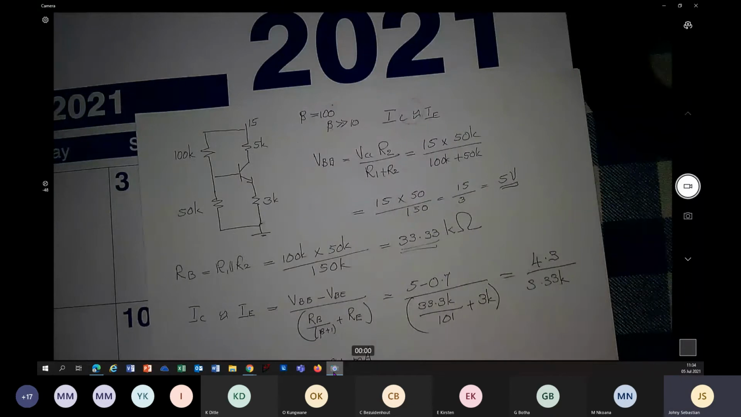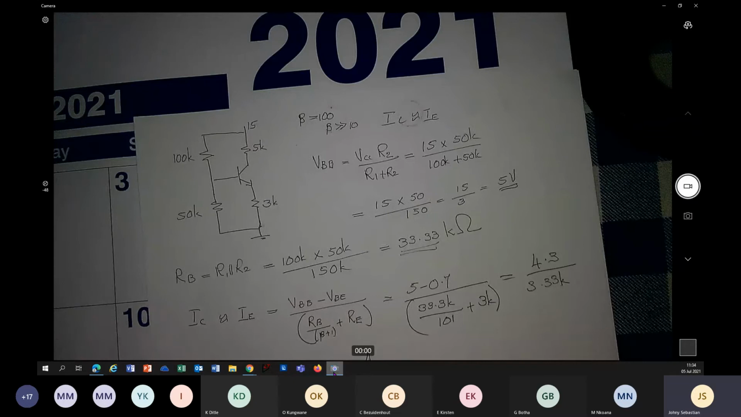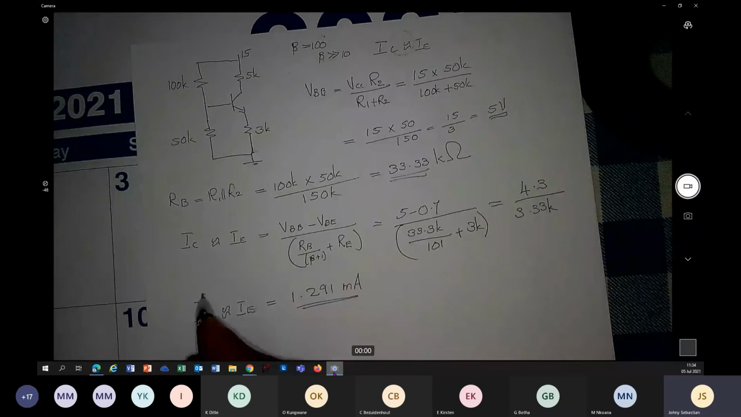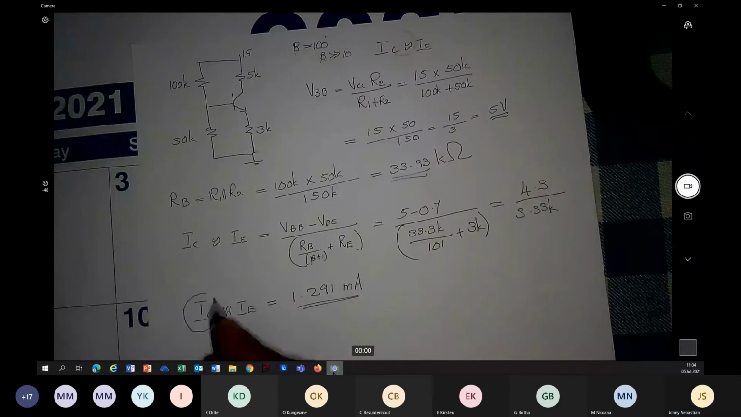Once you get the collector current, you can find all the voltages and all the other currents. If you want base current, you can work out that as well. But base current is not going to be important in most of the calculations, because collector current we are going to start with. This is the most important value that we need. We will start working out from there.